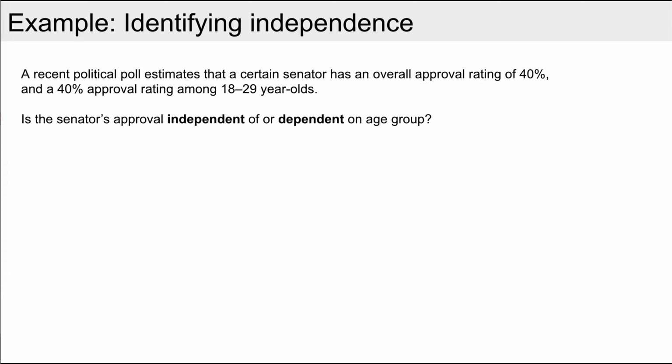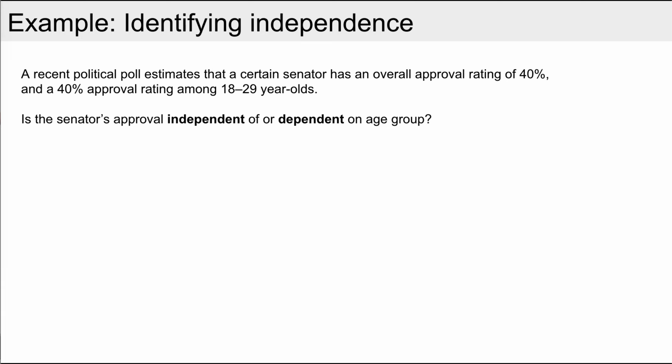Next, suppose the poll suggests that the senator has an overall approval rating of 40% and a 40% approval rating among 18 to 29-year-olds. Does this information imply that the senator's approval is independent of or dependent on age group? Intuitively, these events are independent. If you tell me that somebody is an 18 to 29-year-old, it doesn't change my assessment of their approval of the senator.